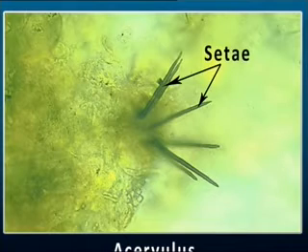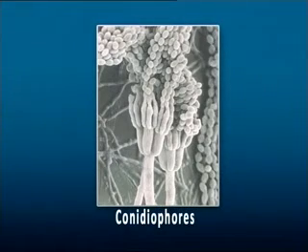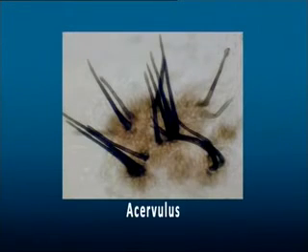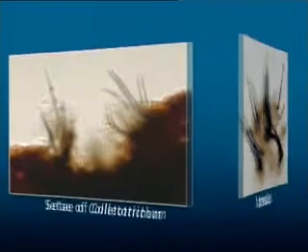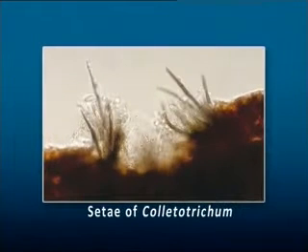These setae are septate. From the upper surface of the stroma, inside the acervulus, arise short, one-celled branches called phialides or conidiogenous cells or conidiophores. Acervuli may be subcuticular, subepidermal or epidermal with a characteristic peripheral ring of black, long and stiff setae.